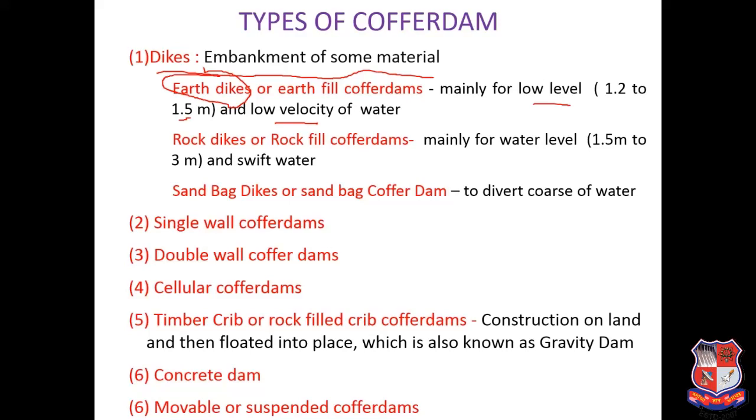Then rock-filled or rock dikes. Here instead of earth fill we fill it with rocks. Certainly it has more height compared to the first one, and it can be utilized for swift water. Third is sandbag dikes. By stacking sandbags you can control the flow of water. Generally it is used to divert the course of water, so this dike is very important. Next is single wall cofferdam, then double wall cofferdams, then cellular cofferdams, timber crib or rock-filled crib cofferdam, then concrete cofferdam, and movable or suspended cofferdams.